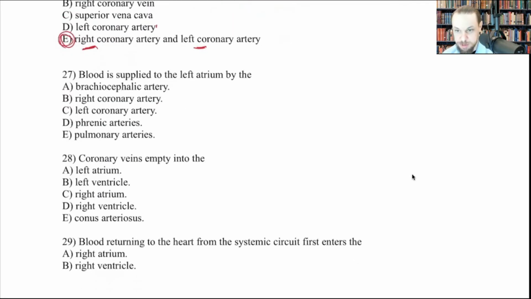All right, 27. Let's see who we have. Luisa, is your hand raised? If it is, you can go for 27. Yes.